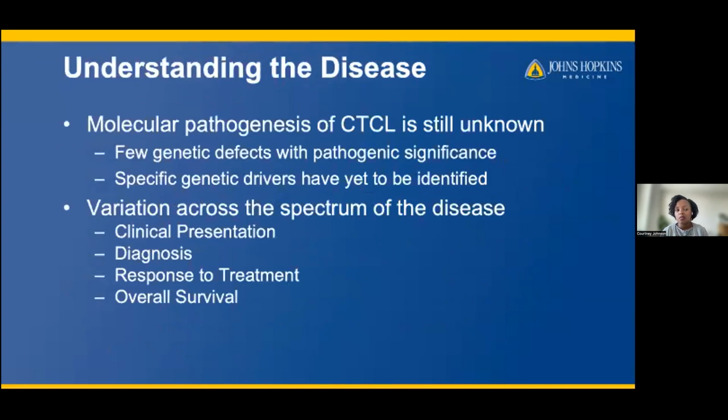So we're still trying to learn more about this disease. The molecular pathogenesis is still largely unknown. We know a few genetic defects that have some pathologic significance, but we really don't know the specific genetic drivers for most CTCL patients. And to really complicate matters, there's a wide variation across the spectrum of this disease, from clinical presentation, diagnosis, response to treatment, and overall survival.